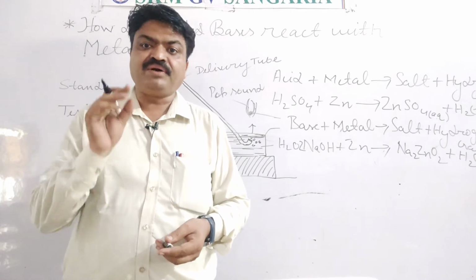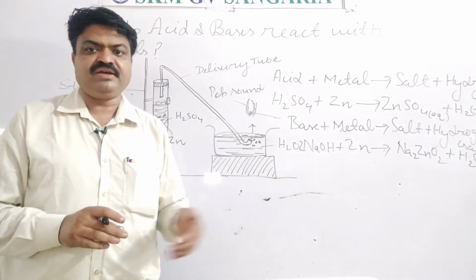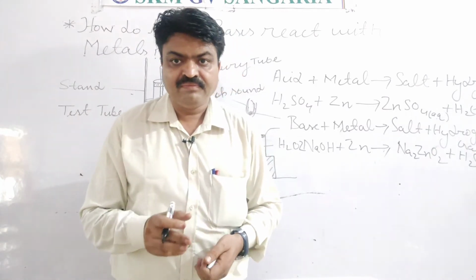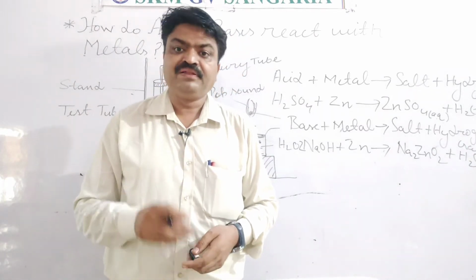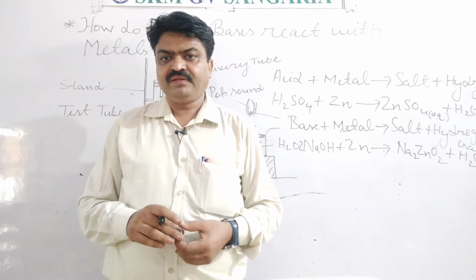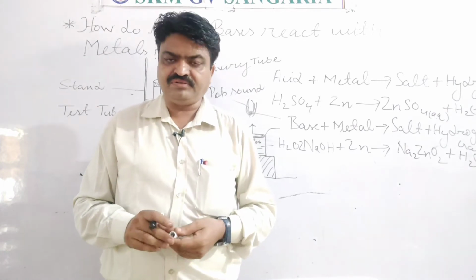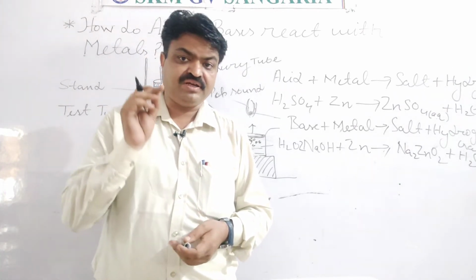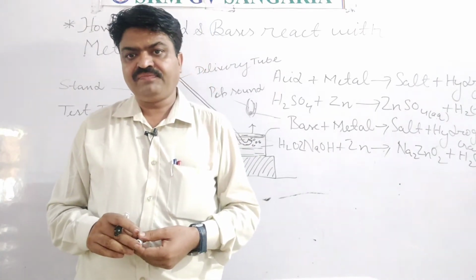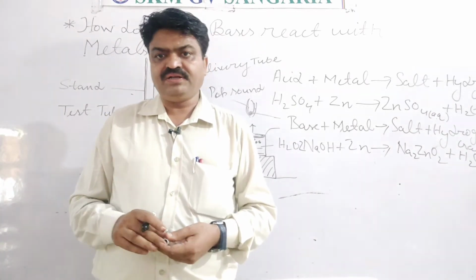If the burning object burns with a pop sound, then we can know that the gas evolving here is hydrogen gas. If the burning candle or burning matchstick is put out, or stops burning, then we can know that carbon dioxide is evolving here. So with the help of a burning matchstick, we can know the nature of the two gases. First is hydrogen gas: in the presence of hydrogen gas, burning objects burn with a pop sound. And in the presence of carbon dioxide, the burning objects are put out, they stop burning.